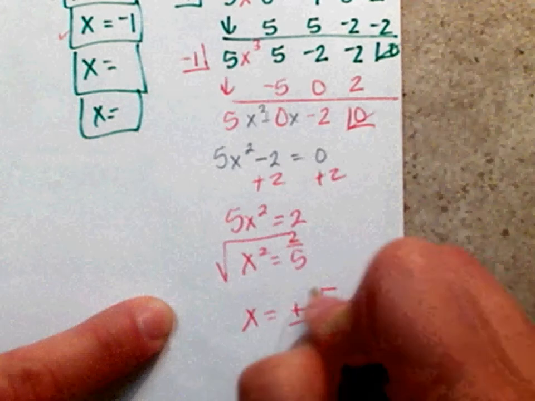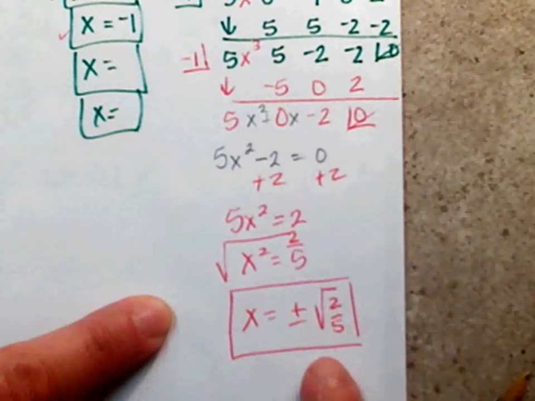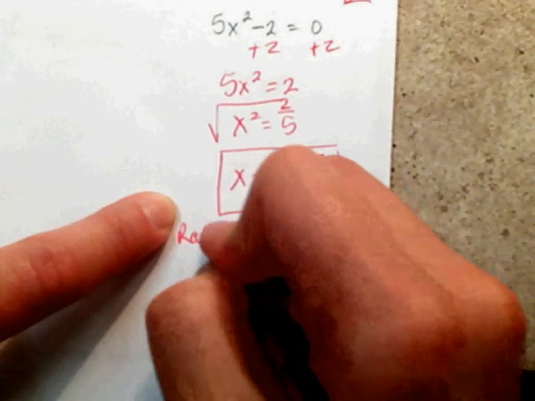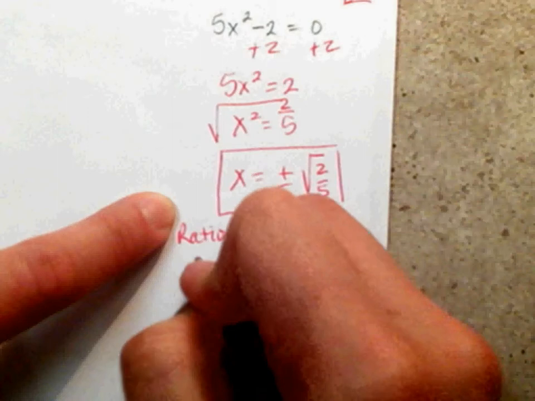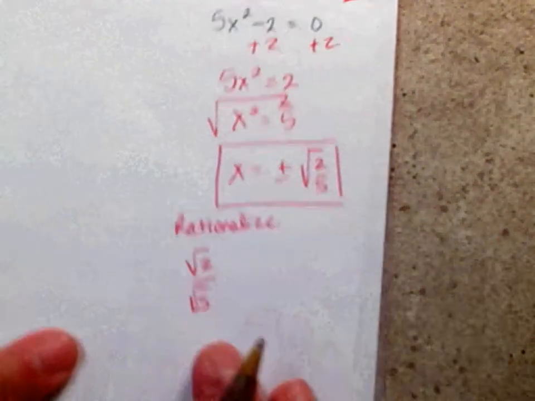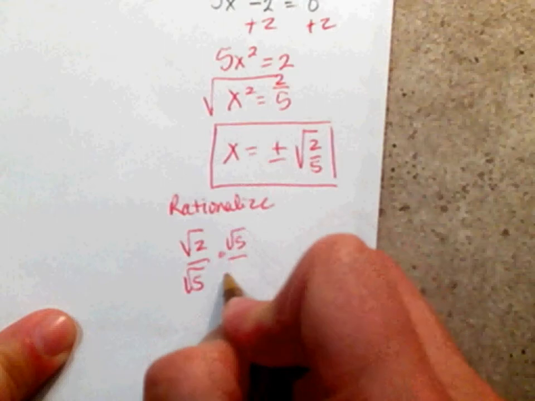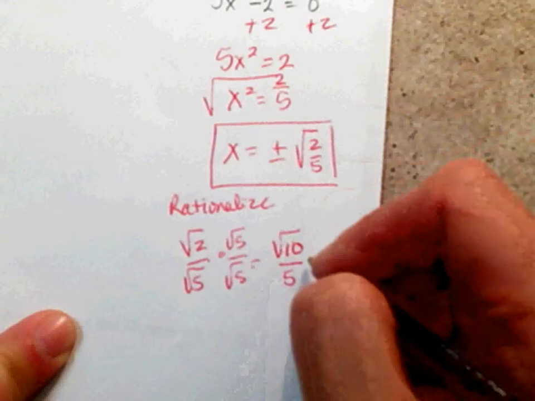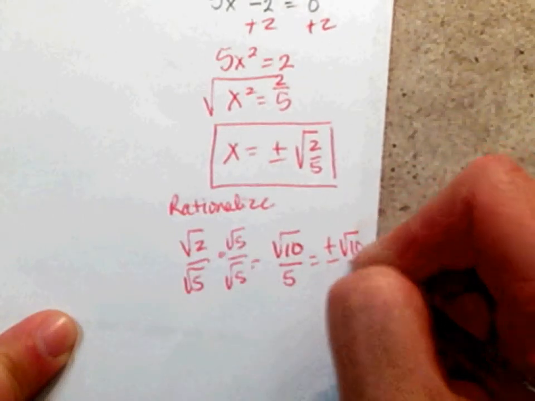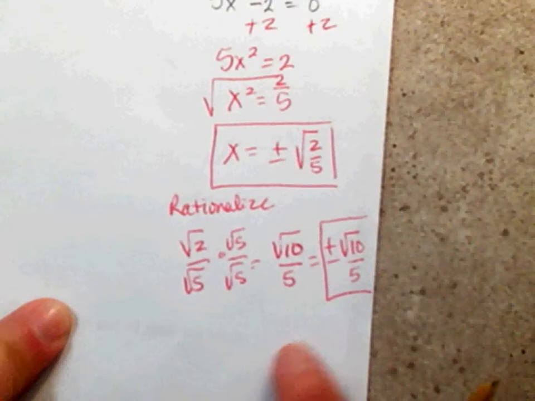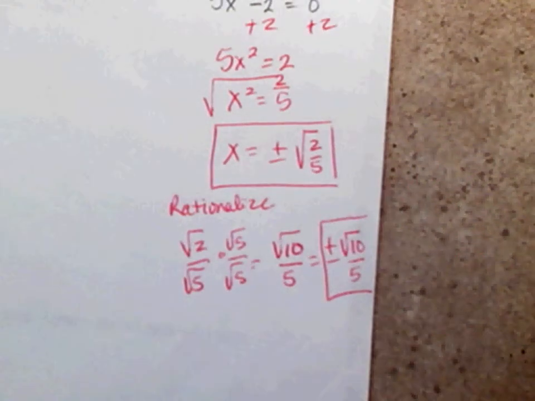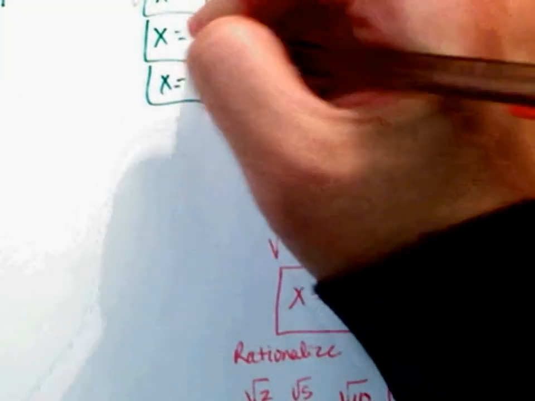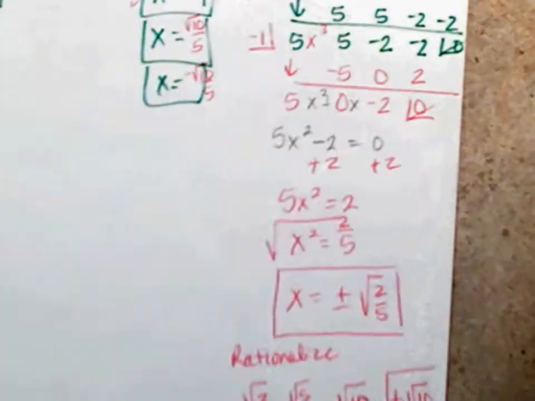I will take that as an answer, but honestly, you really need to rationalize it. And to rationalize, this is what you would do, okay? Square root of 2 over square root of 5. Multiply by the denominator, so you have square root of 10 over 5. So the other answer would be plus or minus square root of 10 over 5. This is the preferred answer, but I will take that. And so there you have your 4 answers. So you have square root of 10 over 5, negative square root of 10 over 5. So there's your 4 answers. That's number 12.